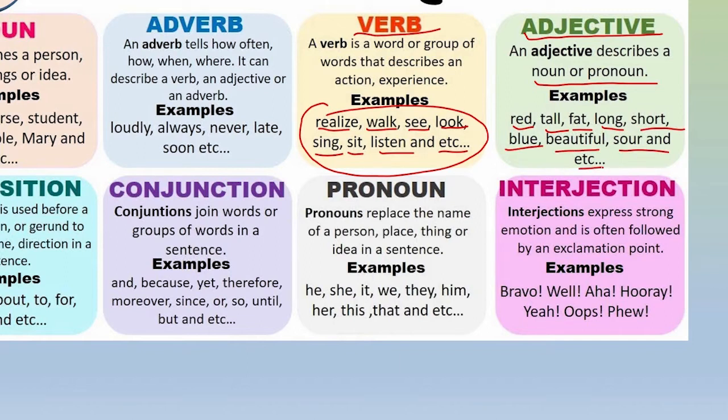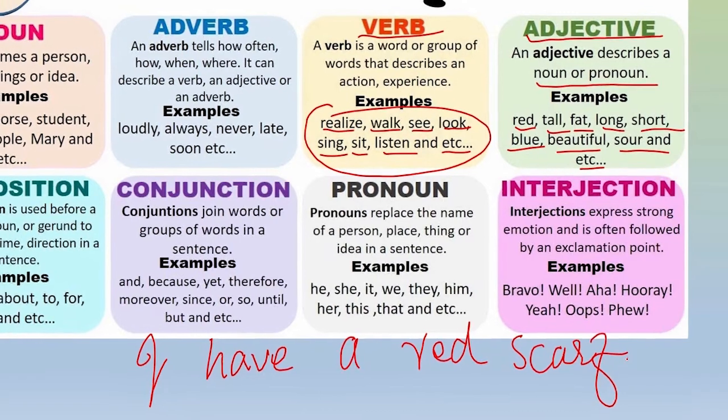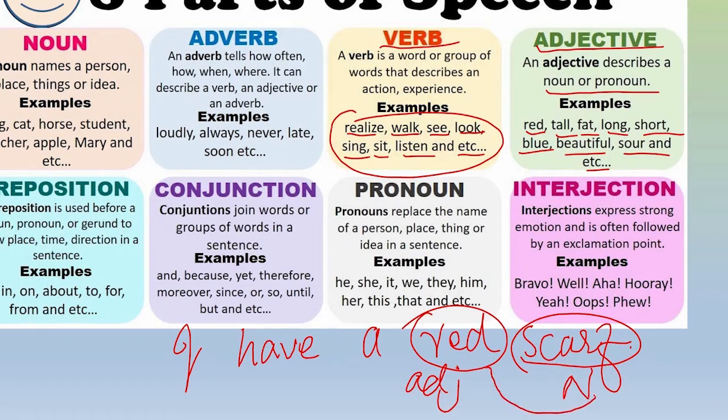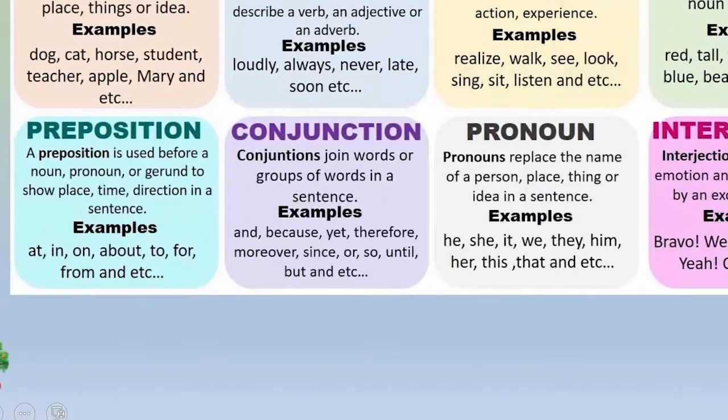Let me give you an example. I have a red scarf. Here, red is an adjective and scarf is a noun. The adjective is modifying, or telling you more about, the noun scarf. It's telling you that the scarf is red. Adjectives can be opinions, smell, size, color. It can be anything.